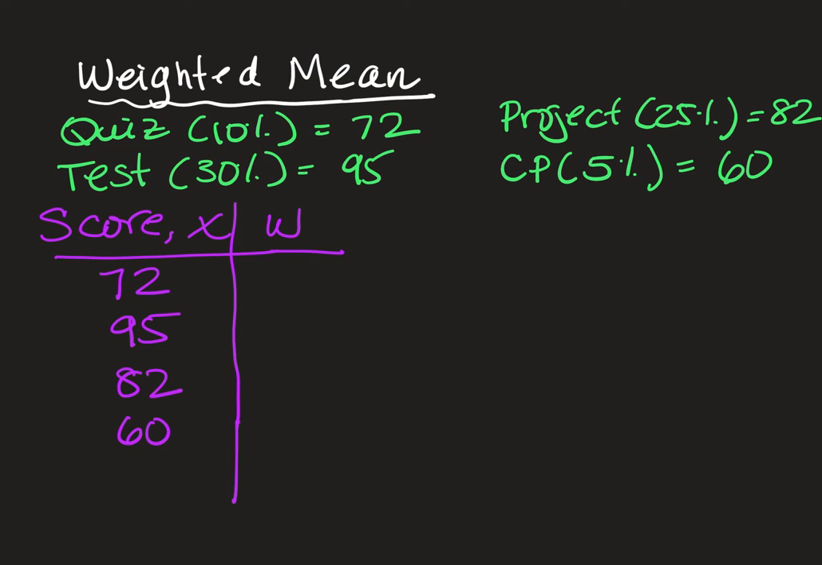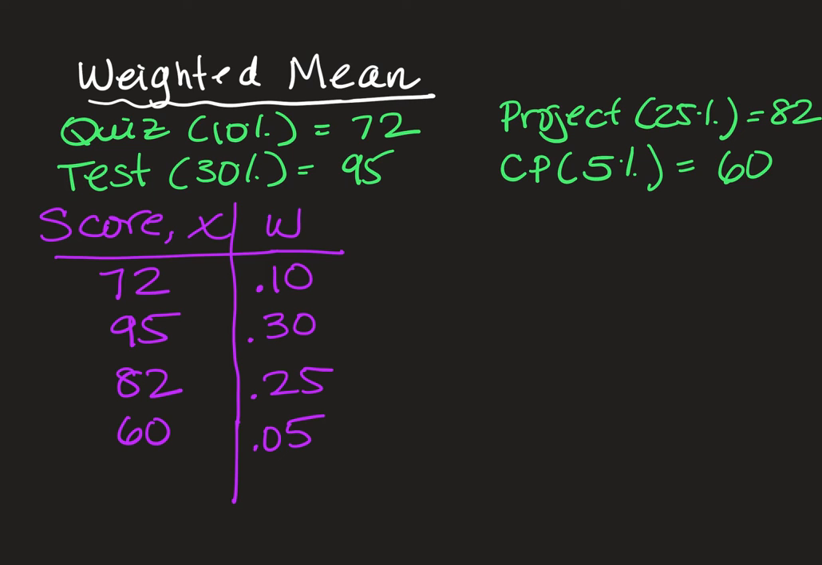So the weight for our quiz, it's worth 10%, so that weight as a decimal would be 0.10. My 95 on the test, that's good news because that is weighted much more heavily than the other categories, and that's worth 30%. Our project grade of 82 is worth 25%, so 0.25. And our last one, we got a low score, but luckily that's only worth 5%, so our weight for that one will be 0.05.